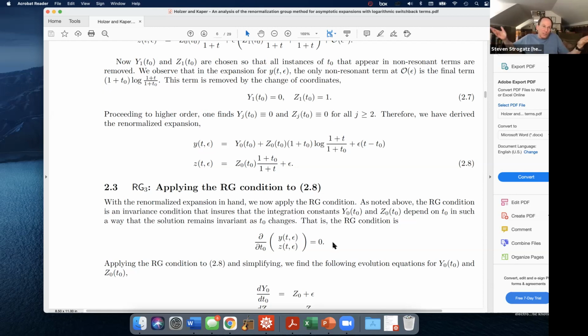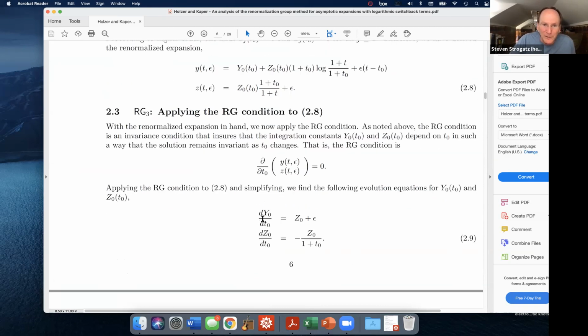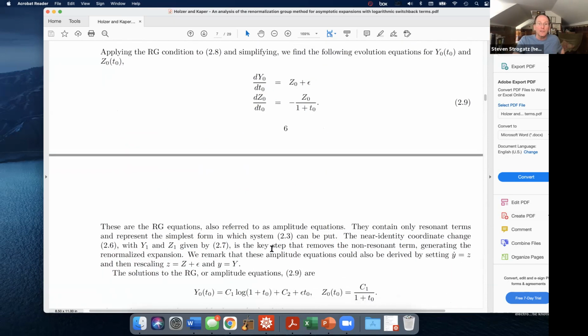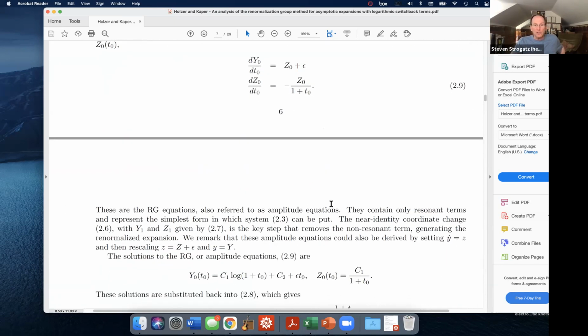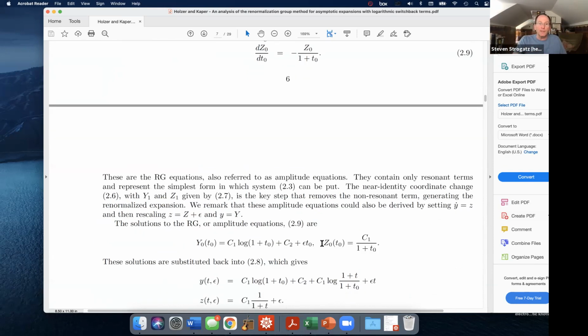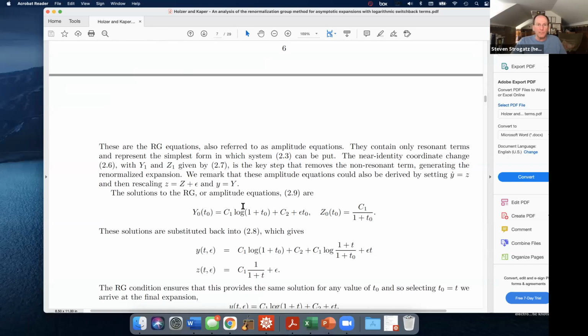It's a cool point of view. That's the renormalization vision. And if you do that, you end up getting equations for how the y0 and z0 depend on t0. And those are the slow time or the slow evolution equations, which can then just be solved. Like they say, these are the RG equations, also known as the amplitude or slow time equations. They represent the simplest form in which the system can be put. So then they can solve them, because now that they're relatively simple, everything can be solved. They get the exact solutions.